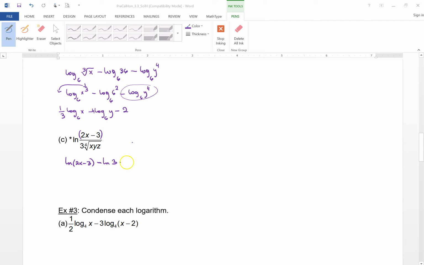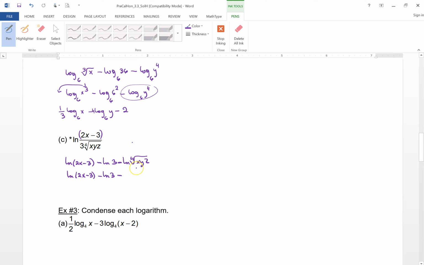Times ln of 4th root of xyz. Okay? Now I'm fine for the first term. I'm fine for the second term. This term needs to be simplified, right? So here we have a minus. So we have ln of 2x minus 3. I'm just going to rewrite it. Minus ln of 3 minus, I have to split this up now, right?